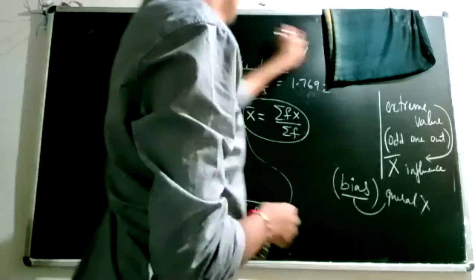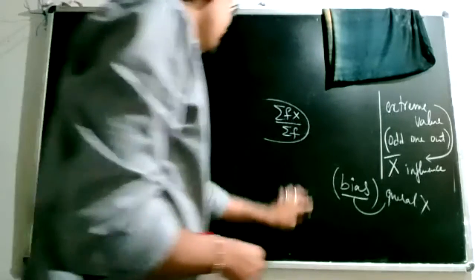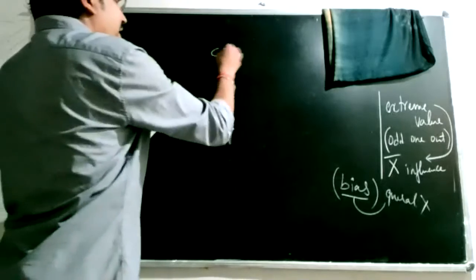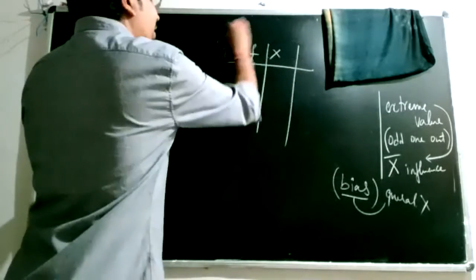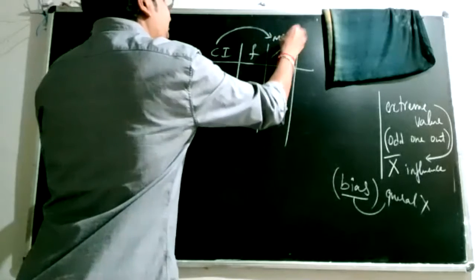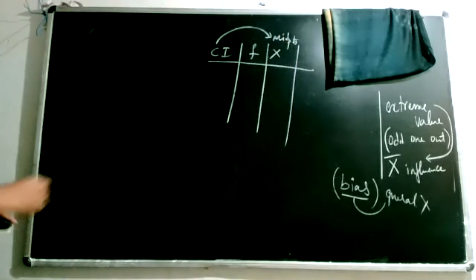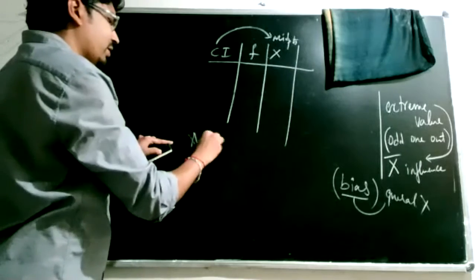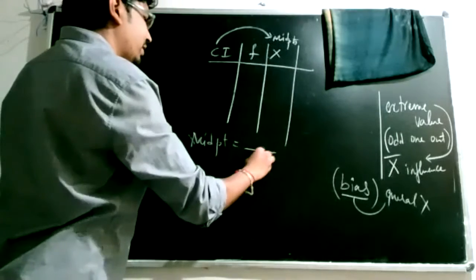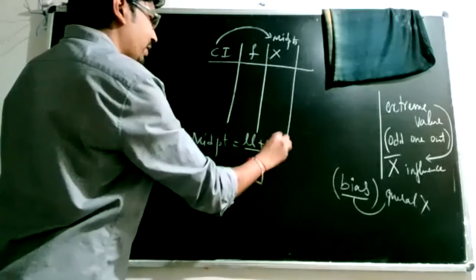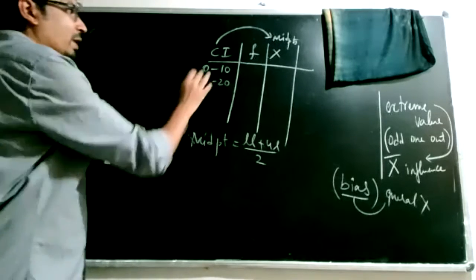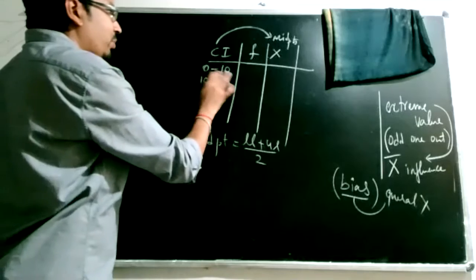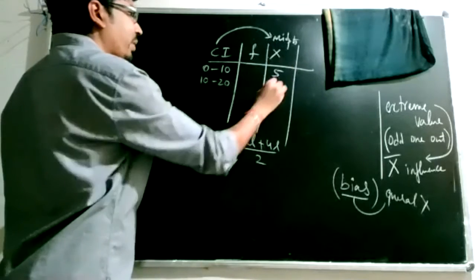And even for a continuous distribution, we use the same formula, x bar is equal to sigma fx by sigma f, but we assume the values of x to be the midpoints. So you have a class interval, compute the midpoints from the class interval, where a midpoint is defined as the average of the class limits. So it will be lower limit plus upper limit divided by 2. If you have intervals like 0 to 10 and 10 to 20, the midpoint of 0 to 10 is 5, and of 10 to 20 is 15.